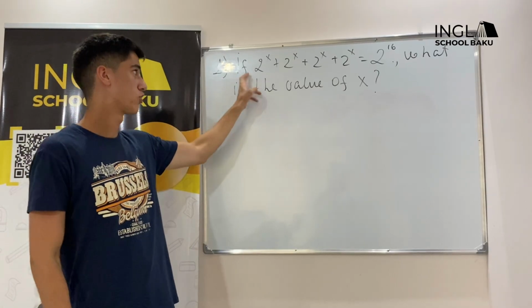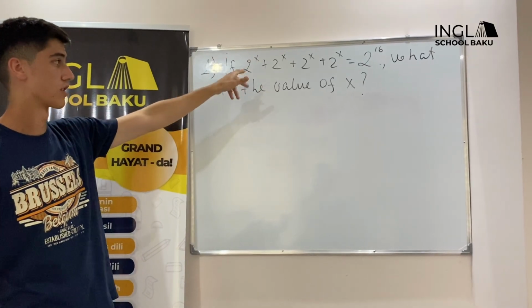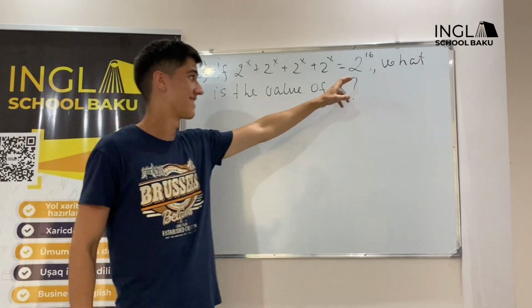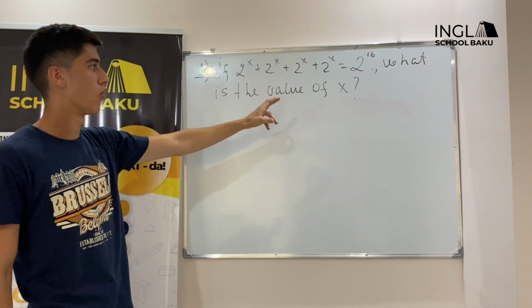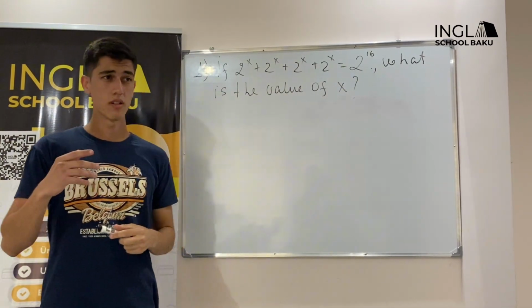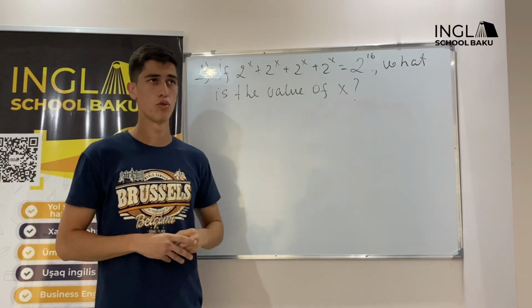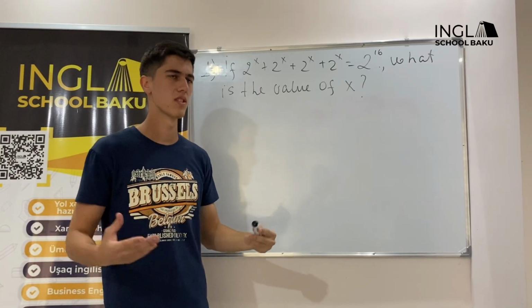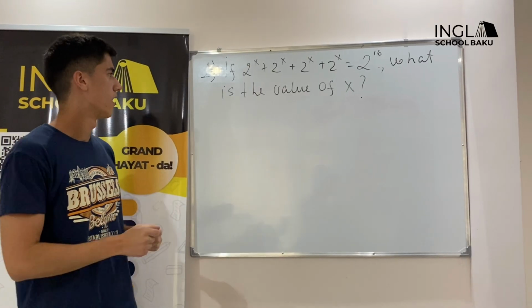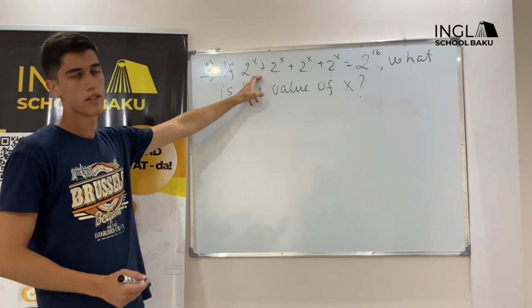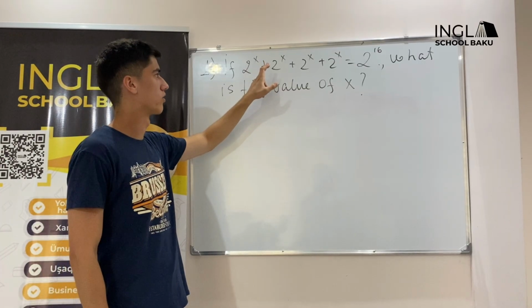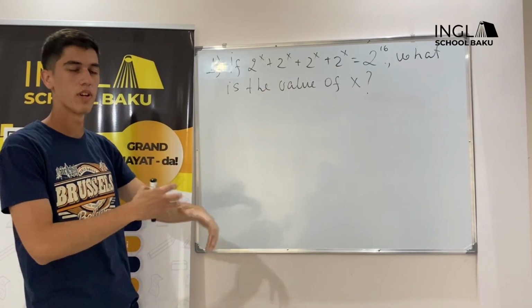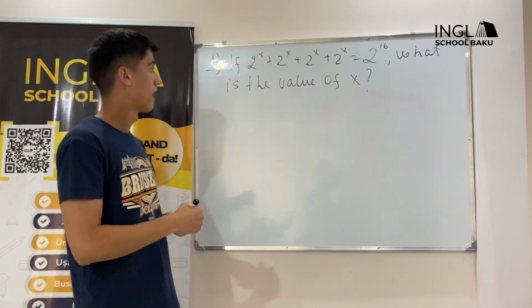It says, if 2 in power x plus 2 in power x plus 2 in power x plus 2 in power x gives us 2 in power 16, what is the value of x? So, the students of the higher grades should think that there will appear some logarithms, etc. But no, let's get into it. We know that the power functions don't like the operation of summing. So we have to somehow bring it to the multiplication. How will we do it?